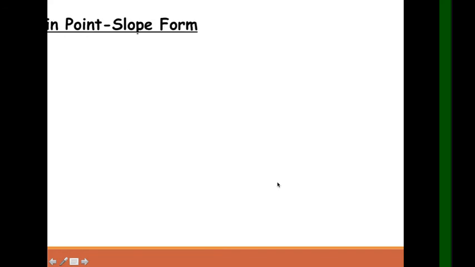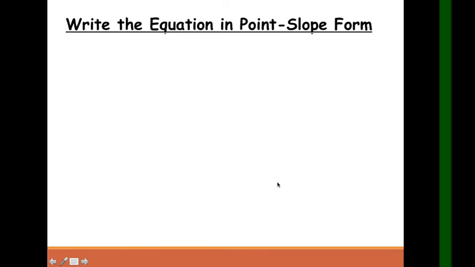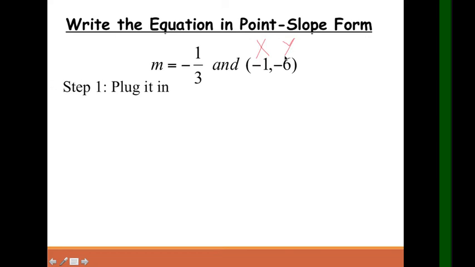So let's have an example for this. Write the equation in point slope form given that m equals negative 1/3 and negative 1 and negative 6 will be our point. Okay, so our x sub 1 now will be this one, and then the y sub 1 will be the negative 6. Okay, plug it in first.